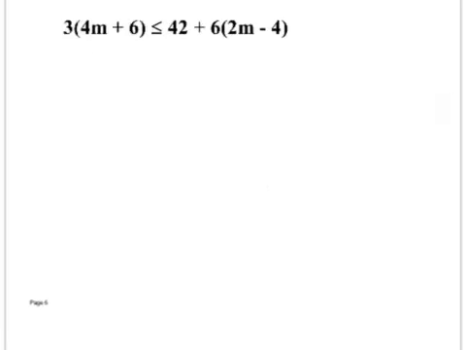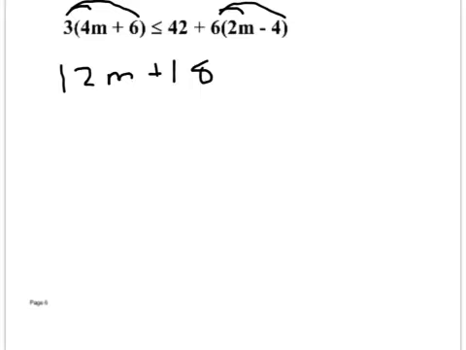Write this problem down. 3 times 4m plus 6 is less than or equal to 42 plus 6 times 2m minus 4. I distribute the 3, distribute the 6. This leaves me with 12m plus 18, less than or equal to 42 plus 12m minus 24.